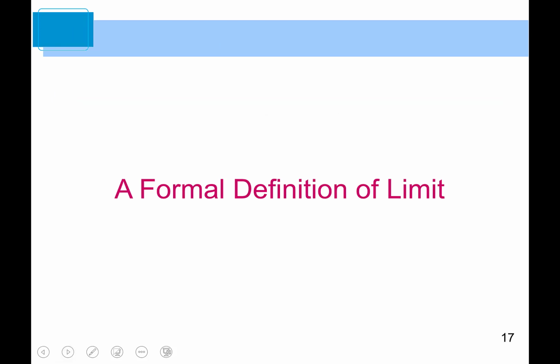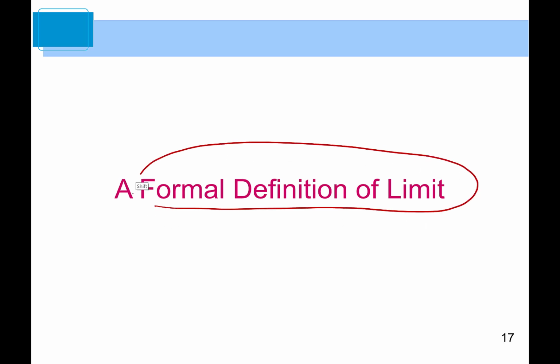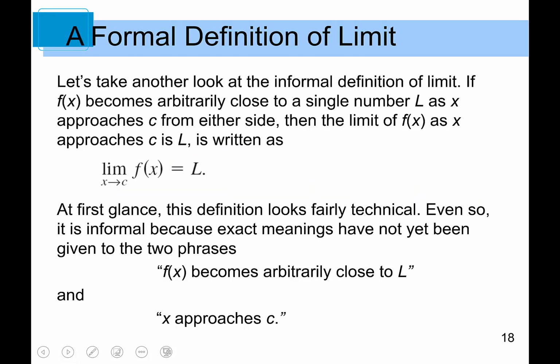So let's take a look at the formal definition of limit. Actually, let's take another look at the informal definition of limit. If f of x becomes arbitrarily close to a single value L as x approaches c from either side, then the limit of f of x as x approaches c is L. That's an informal definition.